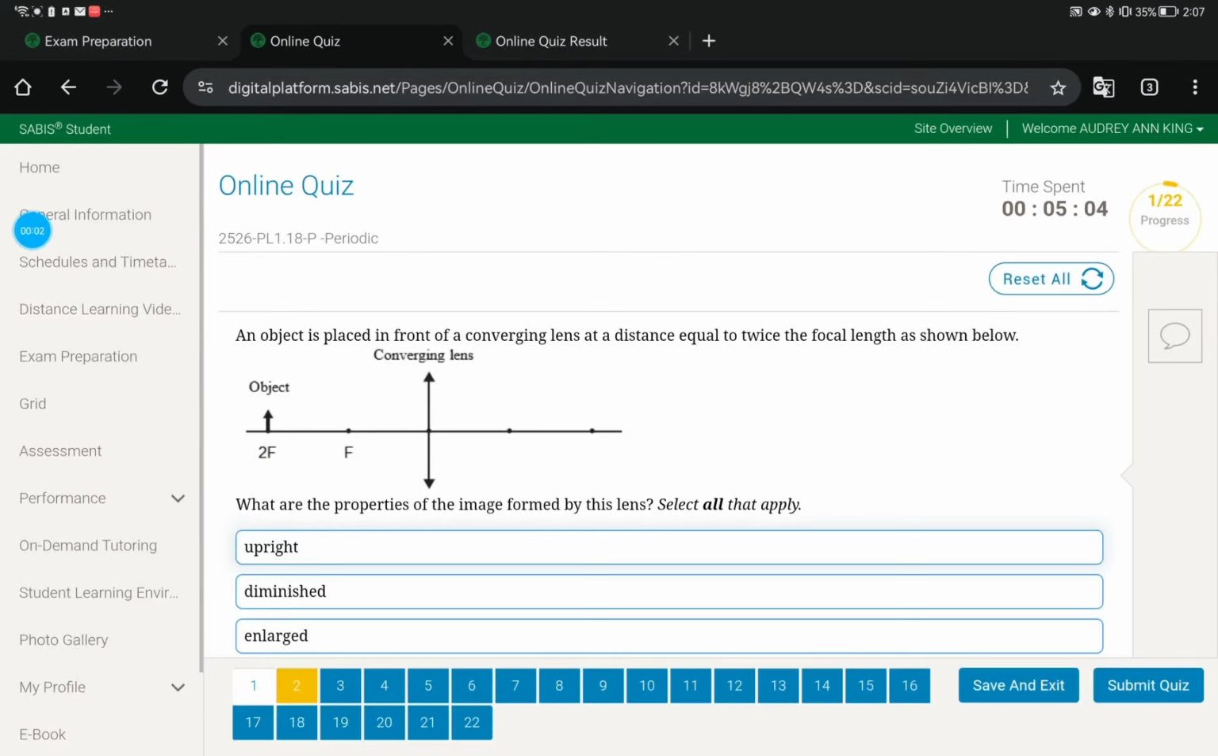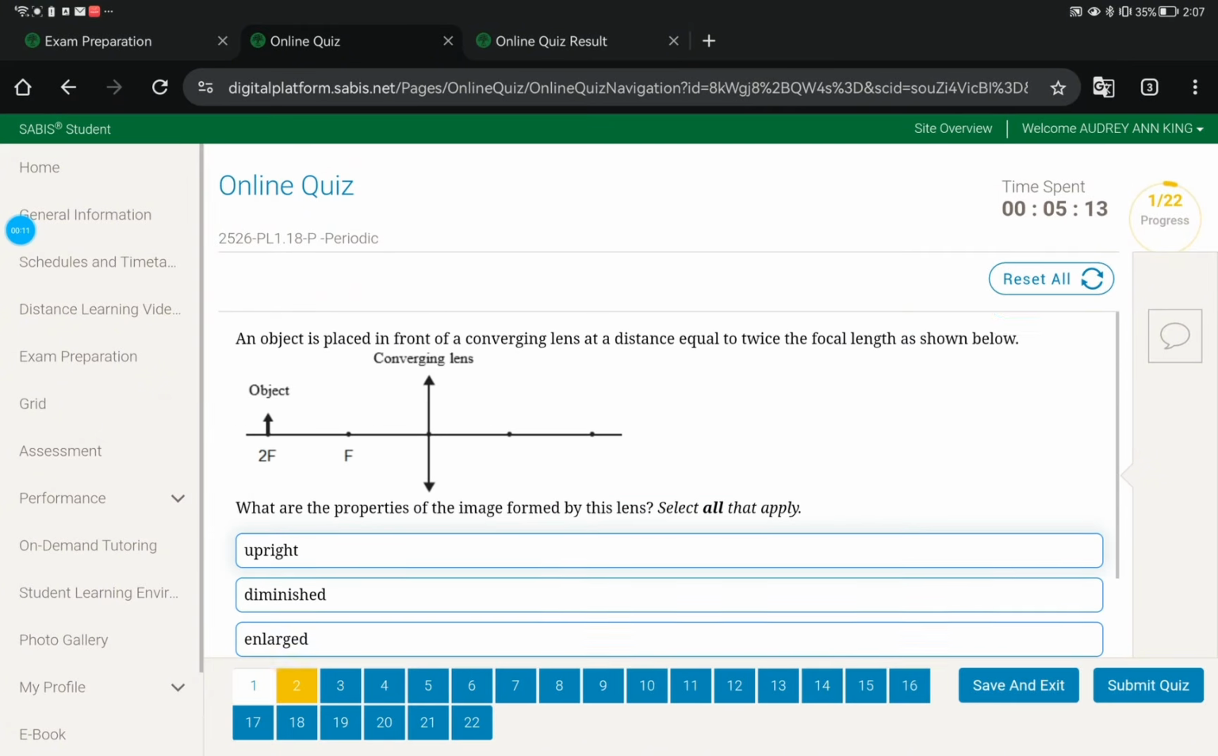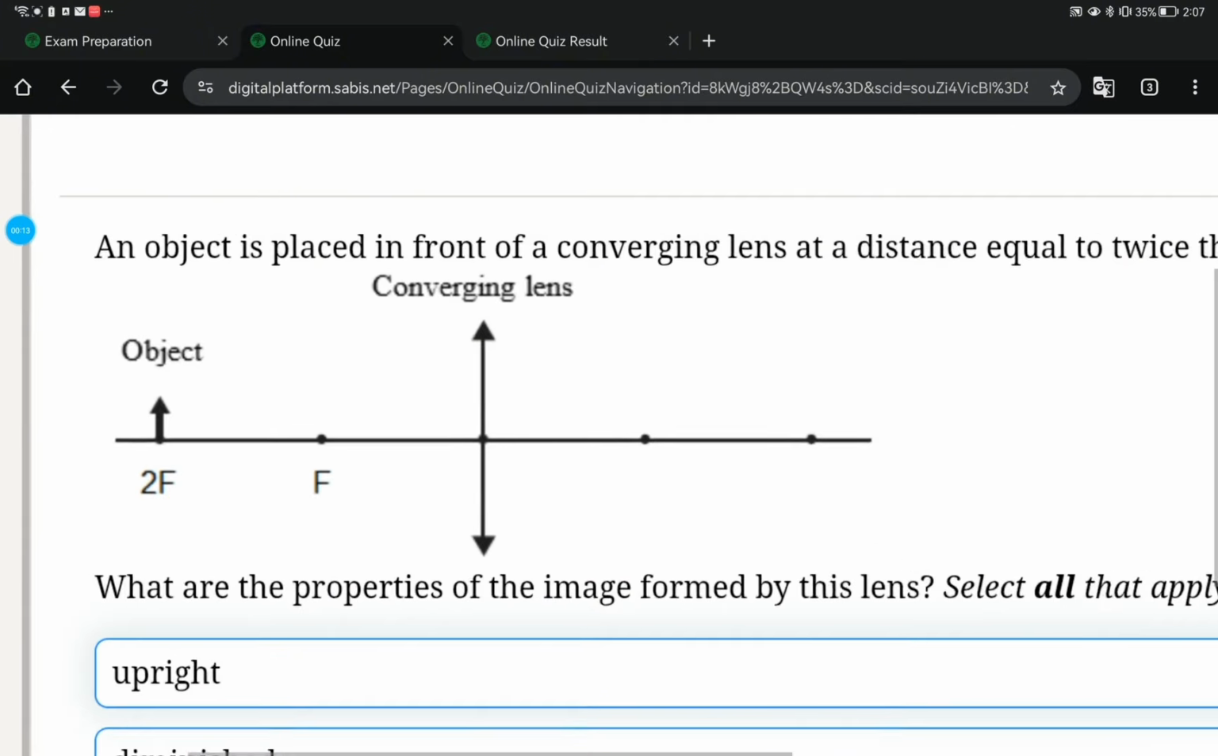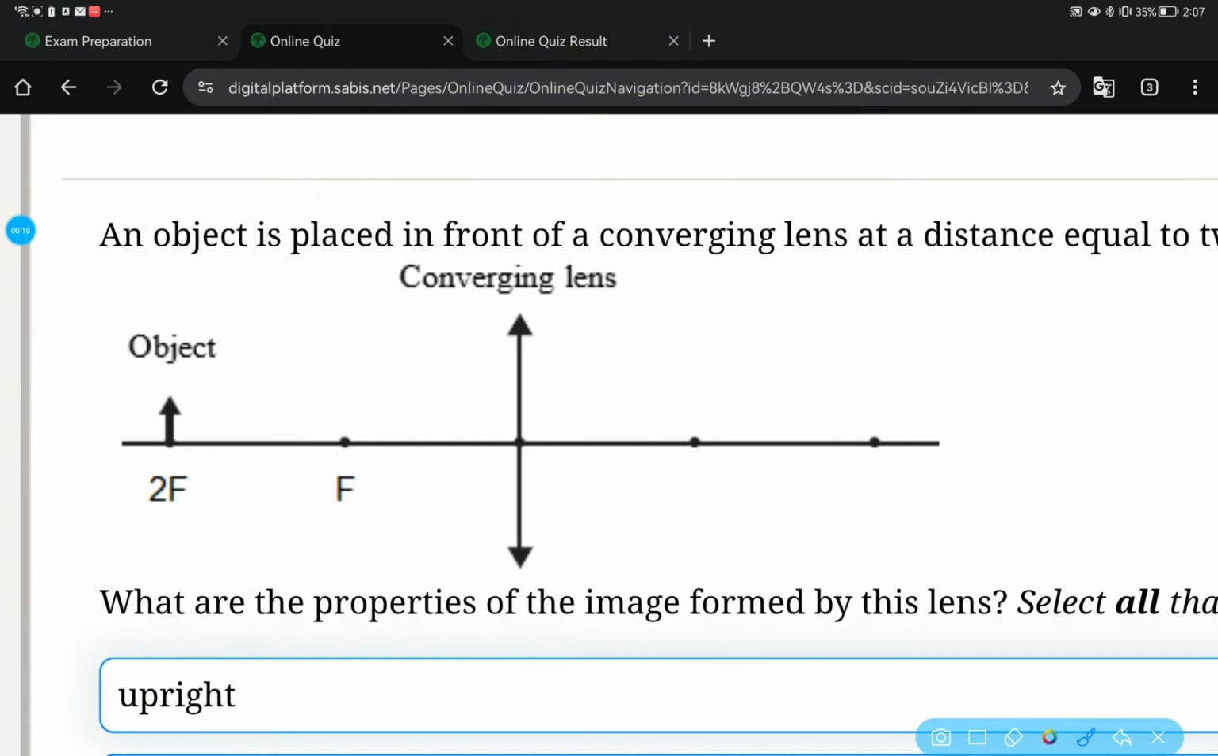1.18 to 1.25, an object is placed in front of a converging lens at a distance equal to twice the focal length as shown below. What are the properties of the image formed by this lens? So we can see that the object is exactly on the second focal length. So let's just draw how it's going to reflect. So if it's on second focal length, it's going to go like this.